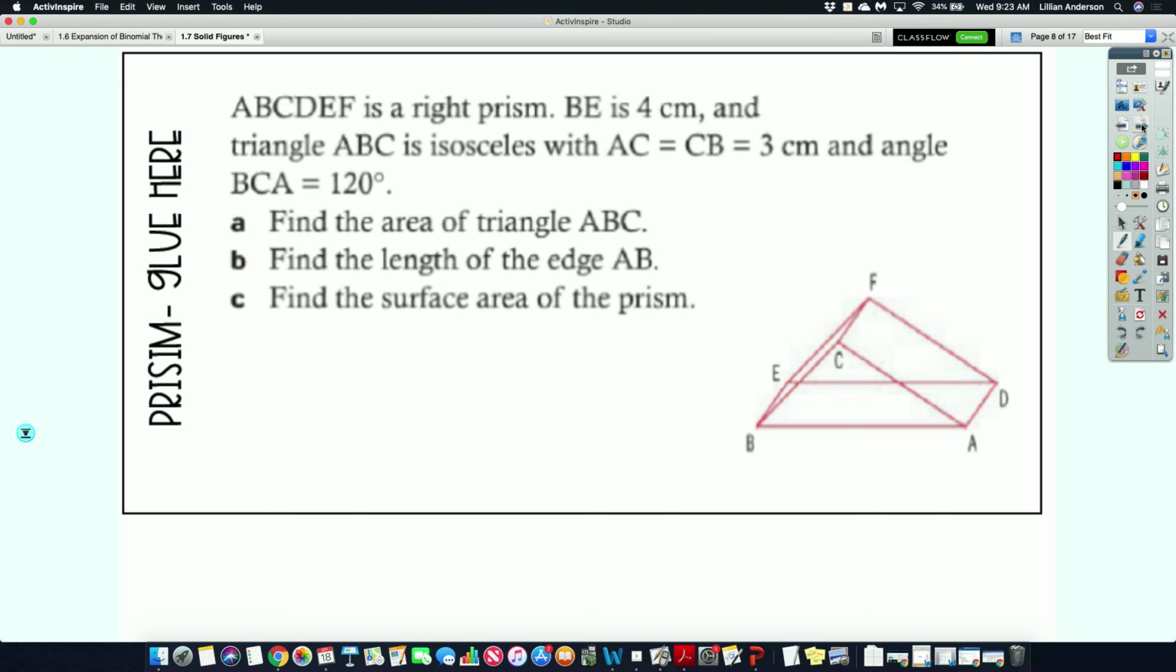Now, in this particular case, you have a right prism. It just says ABCDEF is a right prism. BE is 4, so I'm going to go ahead and label that. And the triangle ABC is isosceles with AC equaling CB, which equals 3 centimeters. So I'm going to label that as well in my picture. And angle BCA is 120 degrees. So this angle right here is 120 degrees. Questions up to here?